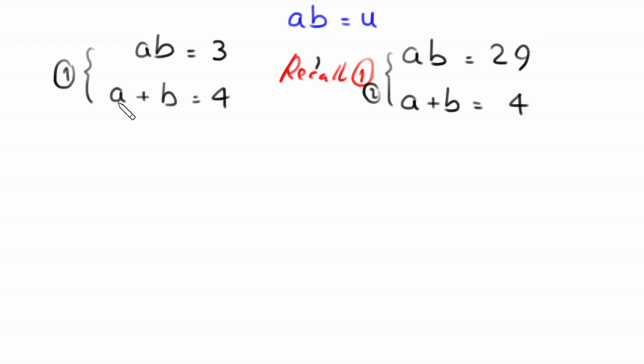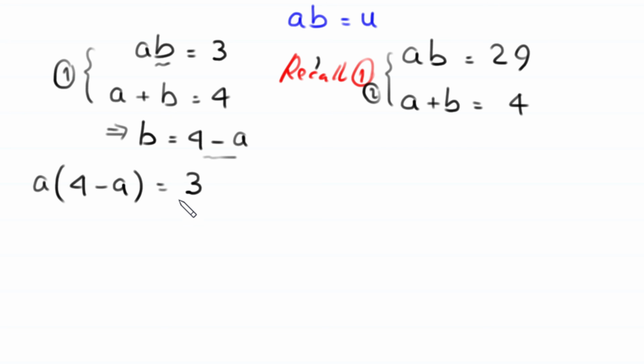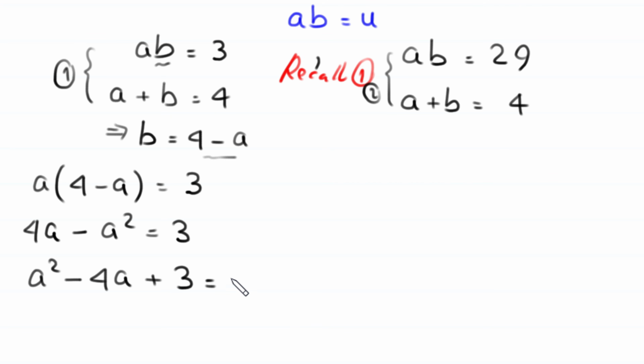From this equation move a to the right hand side, then this implies that b is equal to 4 minus a, and replace b with 4 minus a. This will become a times 4 minus a equal to 3. A times 4 is 4a, and a times negative a is negative a squared, equal to 3. Move these terms to the right hand side. This will become a squared minus 4 times a plus 3 equal to 0.